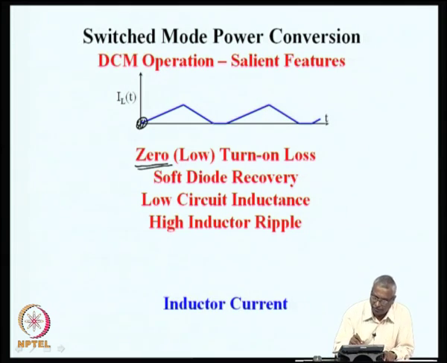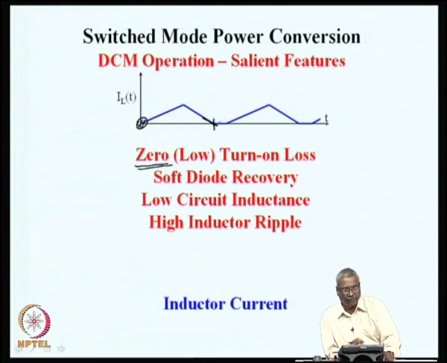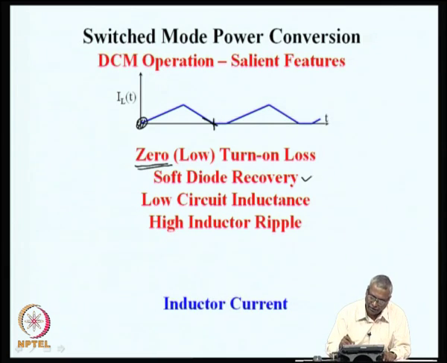And during the off period, the diode recovers smoothly with a finite di by dt. So, at the end of this diode conduction period, the recovery current through the diode is limited and the recovery charge is also limited, and the diode recovers very softly. This is a second advantage.